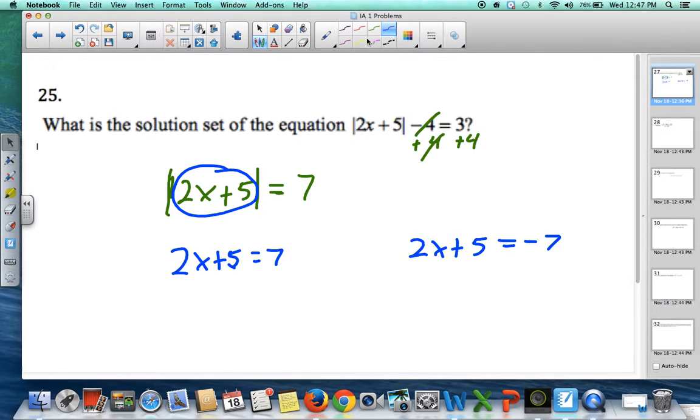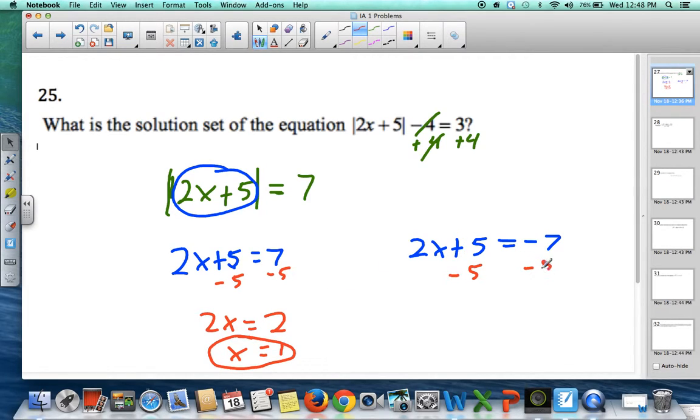So now I'm going to add 5 to both sides. Excuse me, I don't add 5 backwards. Let's back that up a bit. Be careful now. We're going to subtract 5 from both sides. Sorry about that. 2x equals 2, x equals 1. That's going to be one solution.